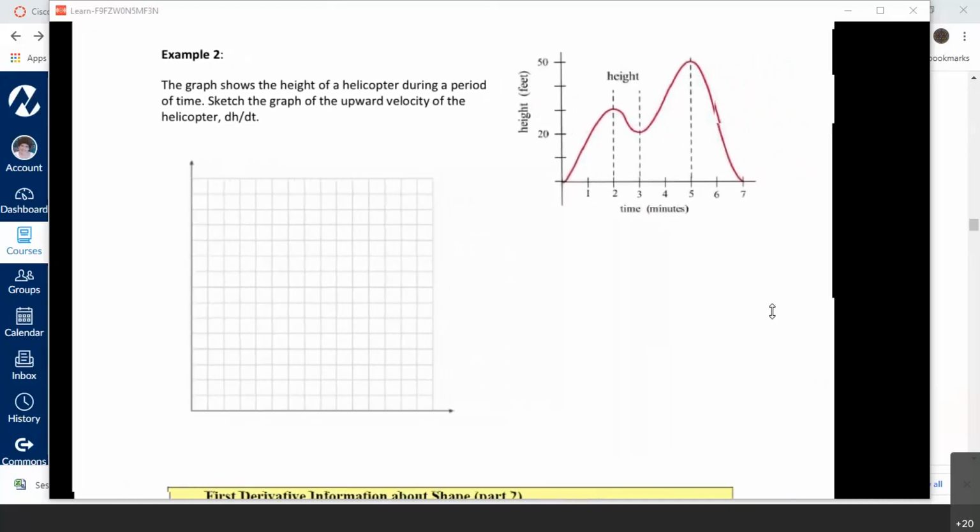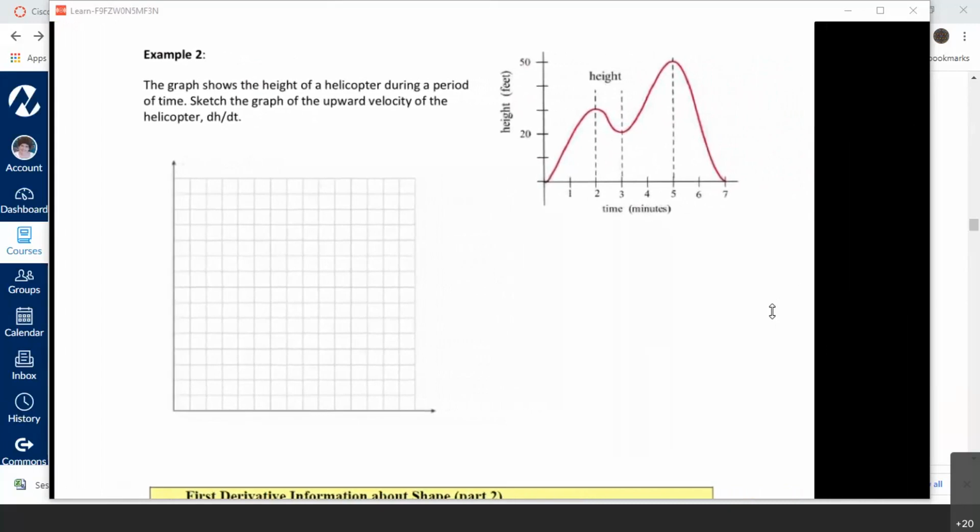So I have a function over here, and it's showing the height of a helicopter during a period of time. Take a look. We've got time in minutes at the bottom, so my input variable would probably be t. And then here's the height of the helicopter in feet above the ground. This would probably be h of t. Now again, they want us to sketch the graph of the upward velocity of the helicopter, dh dt.